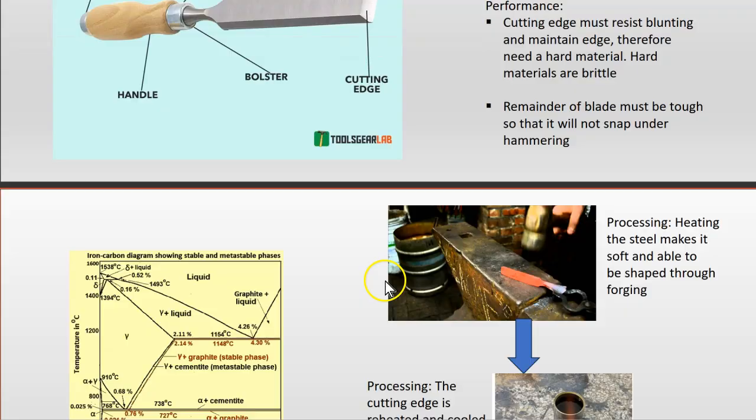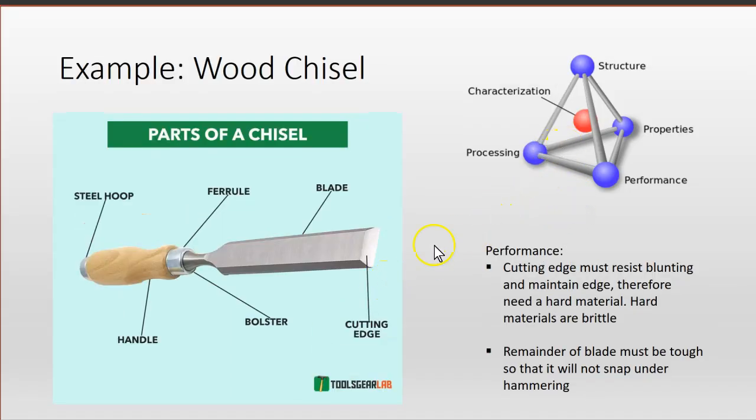So we can see here that even though the composition of the material is uniform, by processing different parts of it differently, we get a different structure, which gives us different properties, and of course gives us the performance that we want.